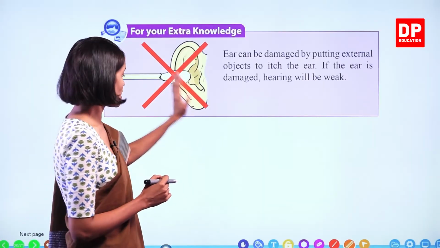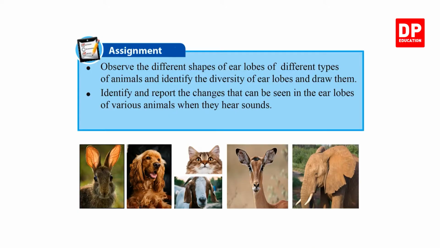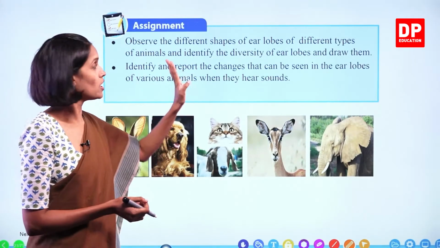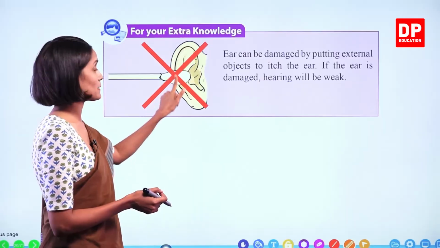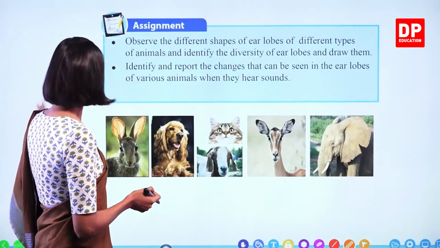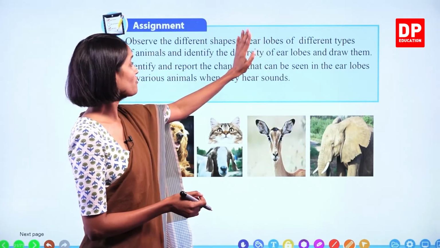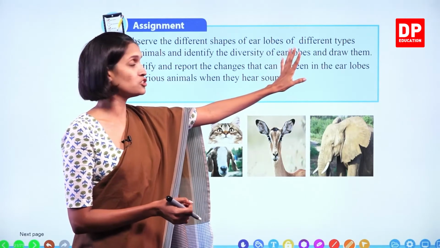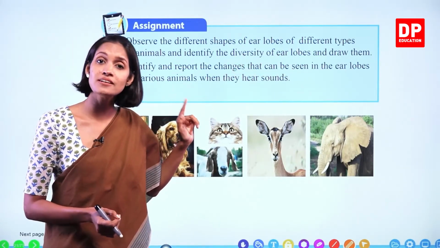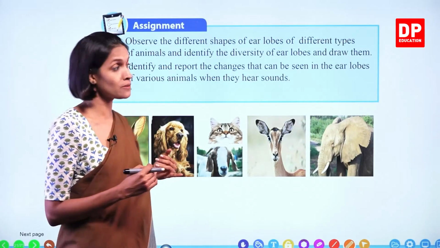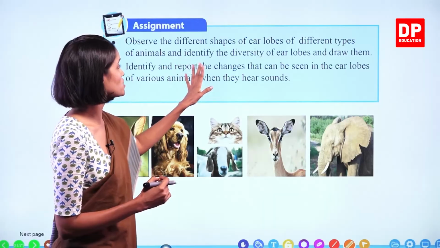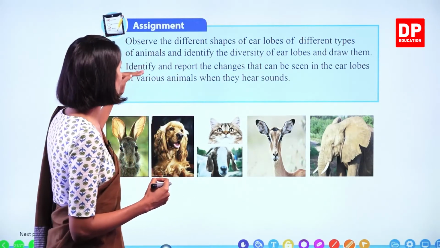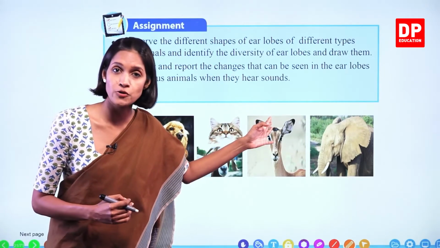Okay, children? We'll move on to the next. We have an assignment. Observe the different shapes of earlobes of different types of animals. Now we know how the human earlobe looks, right? So observe the different shapes of earlobes of different animals, identify the diversity of earlobes and draw them. What is the meaning of diversity, children? Diversity means differences. Okay? Identify and report the changes that can be seen in the earlobes of various animals when they hear sounds. What happens?